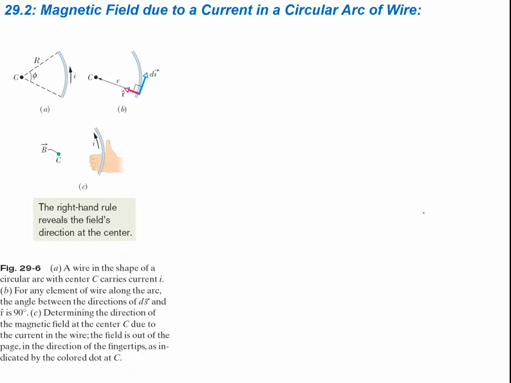Now what if we had a curved wire? Well, we can look at the derivation for that. It's a little simpler. We're going to start with the equation we did last time. So our dB is going to be mu naught over 4 pi times the current I ds sine theta divided by r squared.